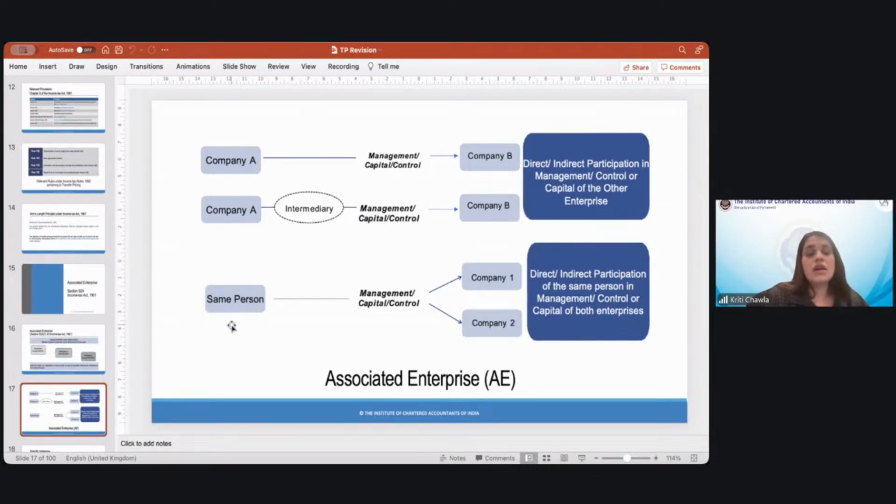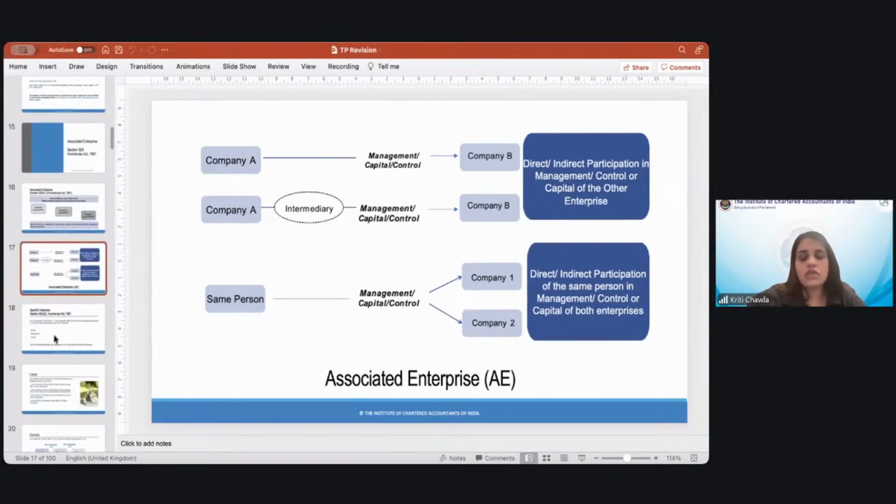And then, section 92A talks about a third category, which says that even if there is a same person and this person participates in the management, control, and capital of company 1, and this person participates in the management, control, and capital of company 2, well, then company 1 and company 2 will also be associated to each other. So this is what section 92A talks about.